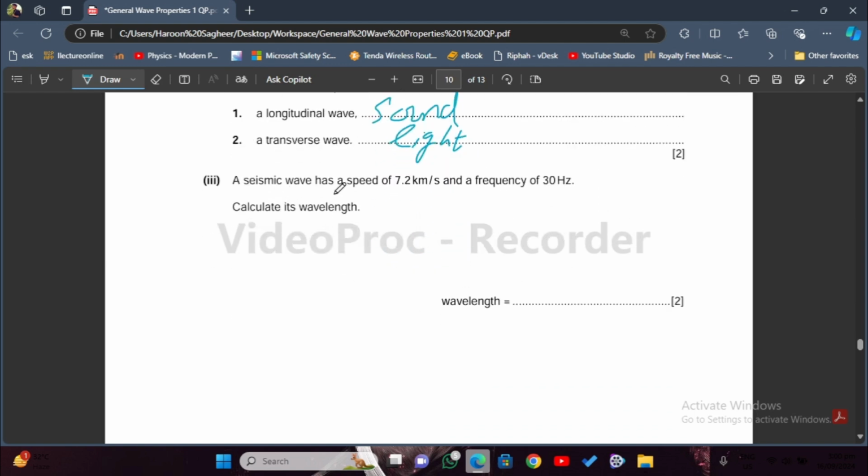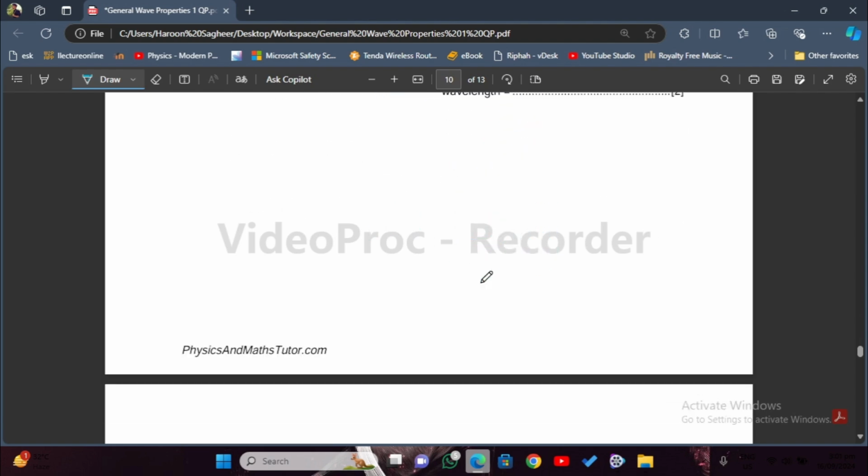A seismic wave has a speed of 7.2 kilometers per second and frequency of 30 hertz. Now let's calculate the wavelength. Wavelength would be nothing but 7.2 multiplied by 10 raised to the power 3, because it's kilo, divided by 30, and that would be the wavelength.